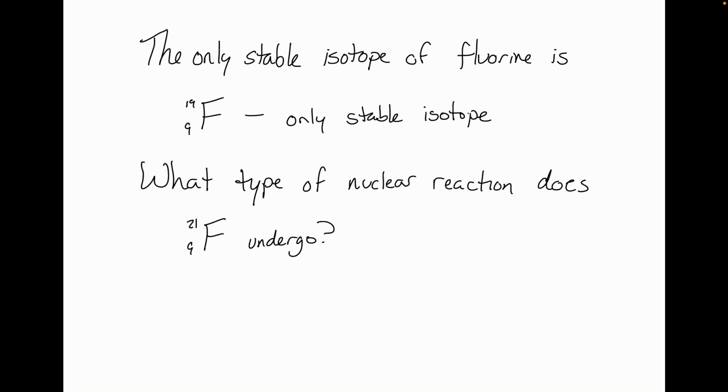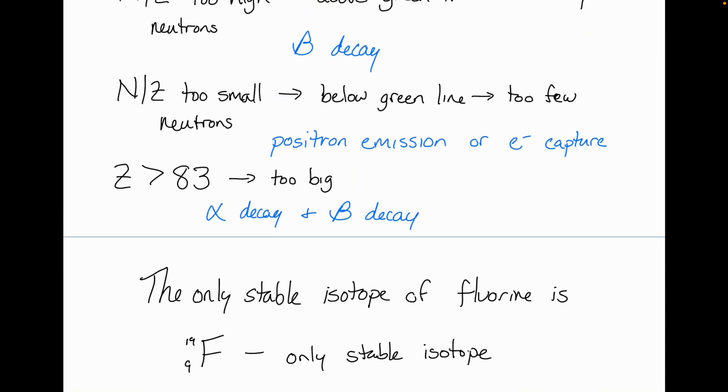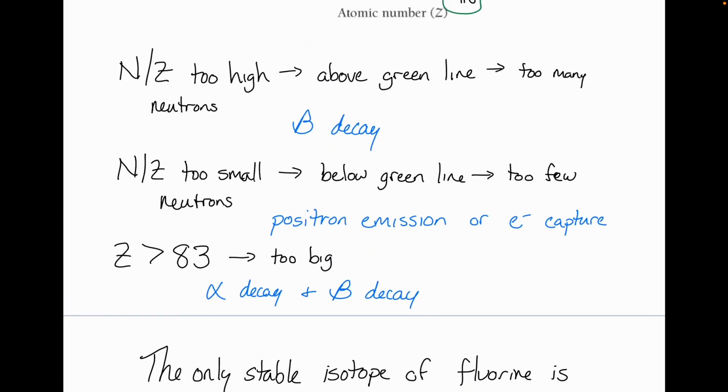So fluorine, the only stable one, the only green dot on that chart under fluorine's category is the fluorine-19 isotope. So then I have fluorine-21. Is it stable? No, because I just told you the only stable one was fluorine-19, right? So then which of these three categories would that fluorine-21 isotope fit under? Is the N over Z too high? Does it have too many neutrons? Is the N over Z too low? Does it have too few neutrons? Or is it just too big because its atomic number is over 83?